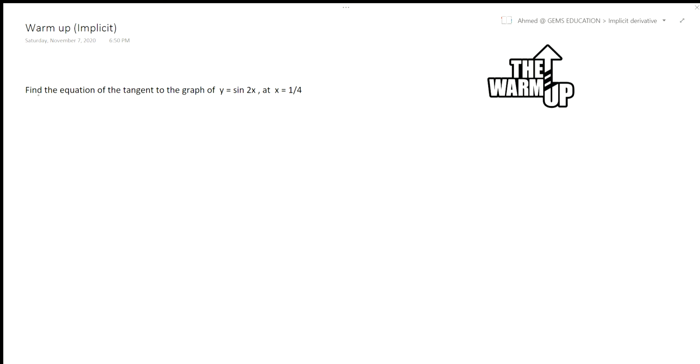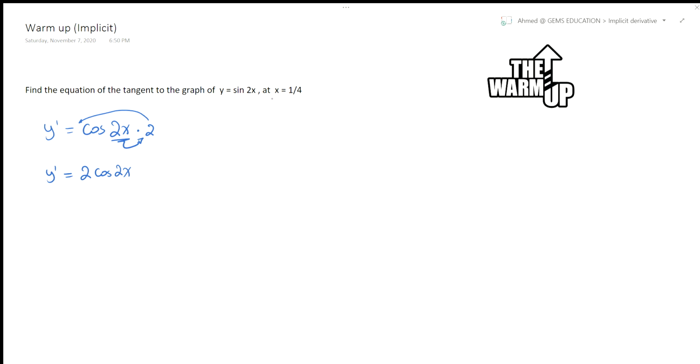Okay, so to find the equation of the tangent to the graph, here's what you need to do. Differentiate the function y, which means you'll get the derivative of sine, which is cosine, the same angle, multiplied by the derivative of the angle, which is 2. Just to rewrite this function the right way, we should write it as 2 cosine 2x. And we did this because we multiplied this 2 at the very beginning.